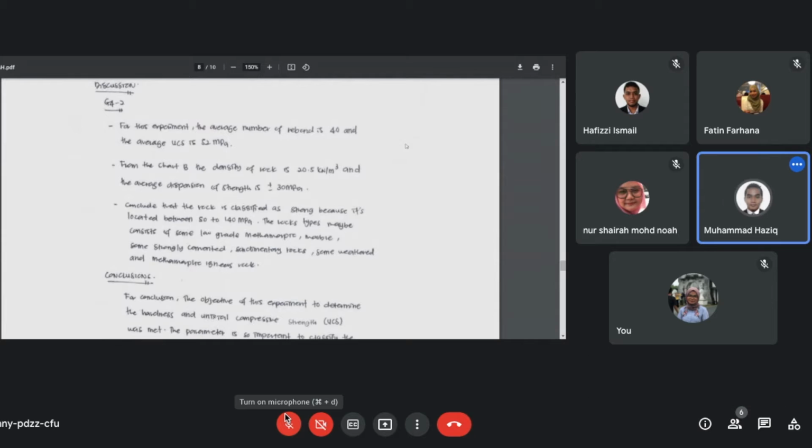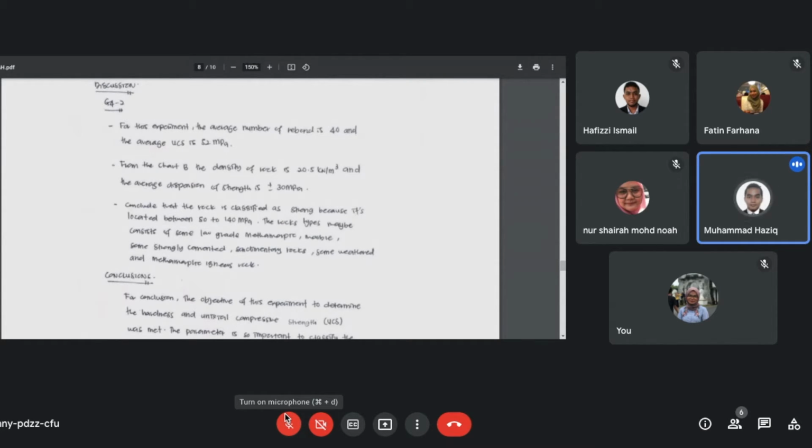Okay, for the discussion, from this experiment, the average rebound number is 40 and the average UCS is 52 MPa. From chart B, the density of the rock is 20.5 kilonewton per meter cube, and the average dispersion of strength is plus minus 30 MPa. We conclude that the rock is classified as strong because it is located between 50 and 140 MPa.